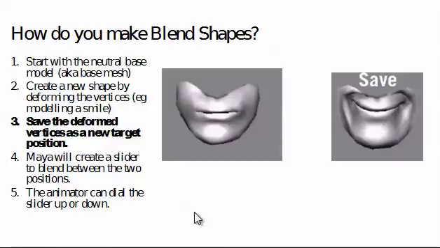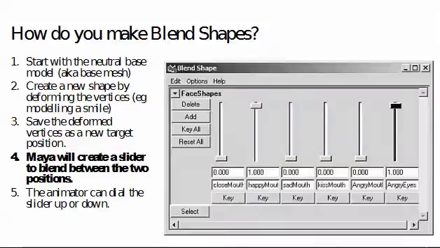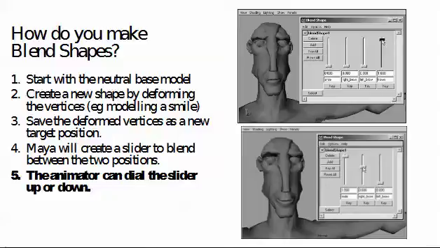The next thing that's going to happen is you're going to save your new target shape as a new target position. And then once you've done that, we will create a slider to blend between these two positions. And here's the blend shape slider in Maya. And as you can see, you can add keyframes here by clicking on key. You can move these sliders up and down. And that's basically how you do it.